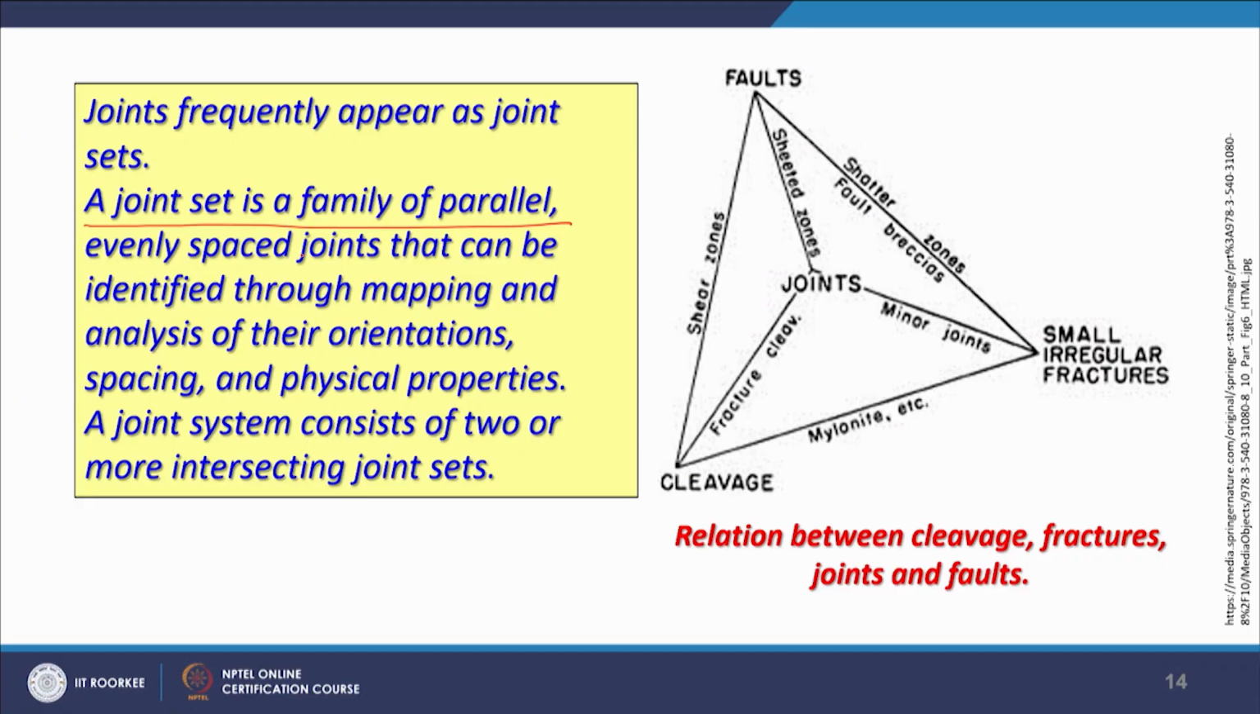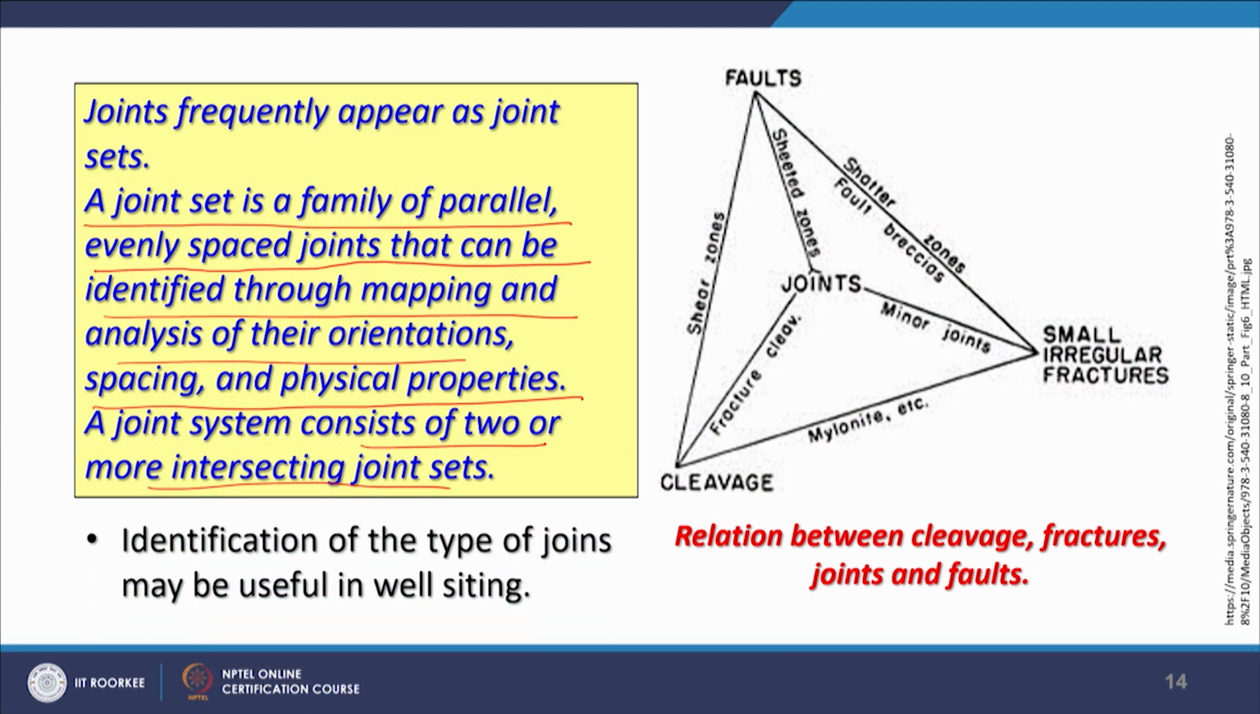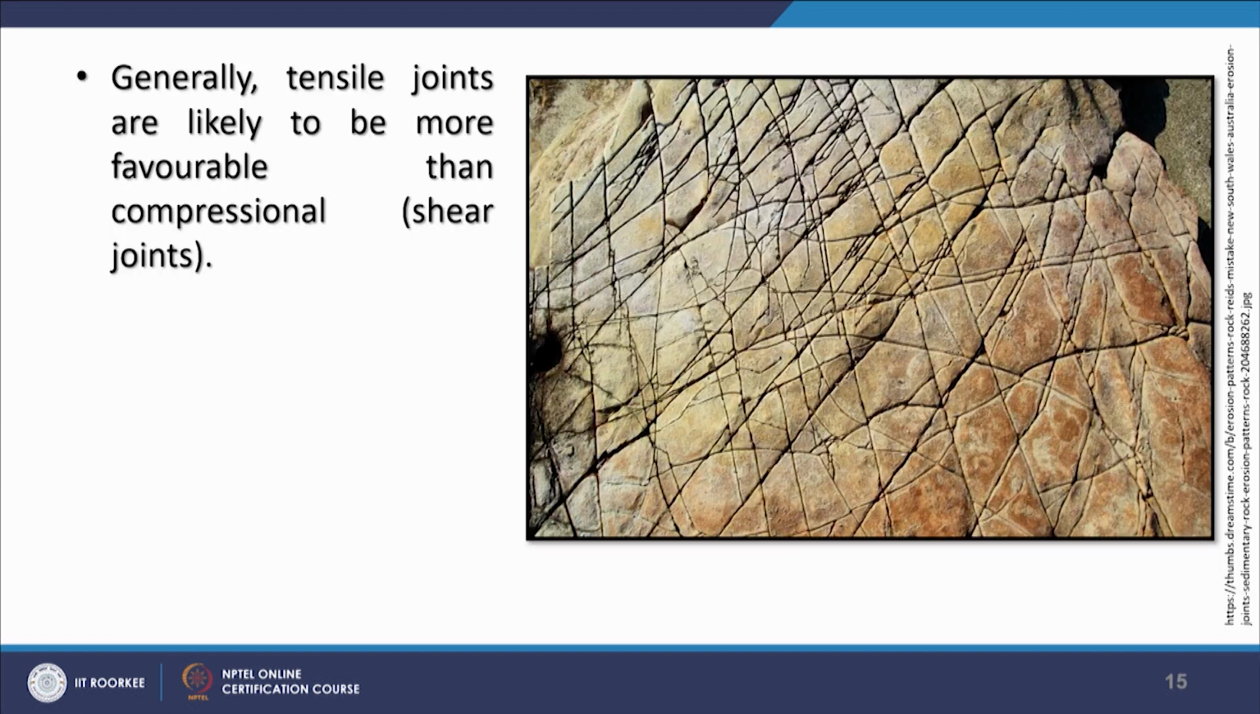So, as we have seen, a joint set is a family of parallel, evenly spaced joints that can be identified through mapping and analysis of their orientation, spacing and physical properties. A joint system consists of 2 or more intersecting joints. There may be even 3 sets of joints also. If there are more jointed rocks, it is good from the groundwater point of view. Identification of types of joints is very useful for siting a well.